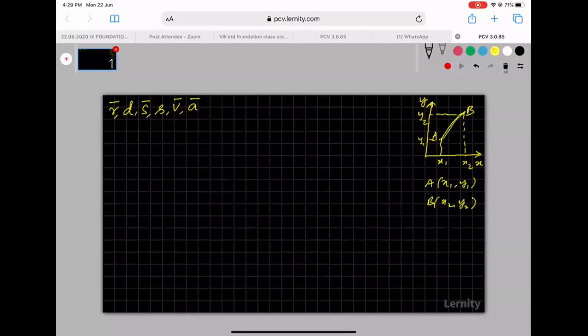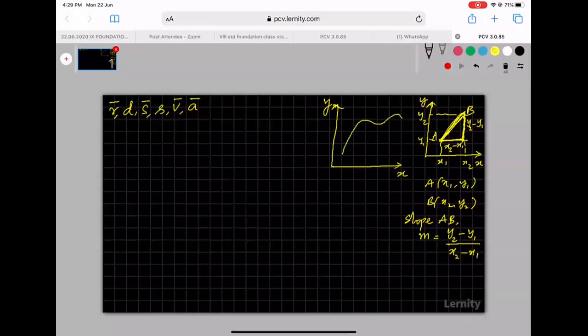If I join A and B with a line, the line has a slope. The slope of this line is defined as the amount of rise in this line as you run from A to B. Run is along the x-axis and rise is along the y-axis. This amount is x2 minus x1. This amount here is y2 minus y1. The slope of AB, we usually denote slope as small m. m is equal to y2 minus y1 divided by x2 minus x1. See, I'll redraw a graph between y and x.